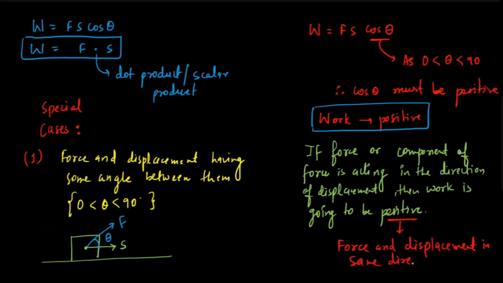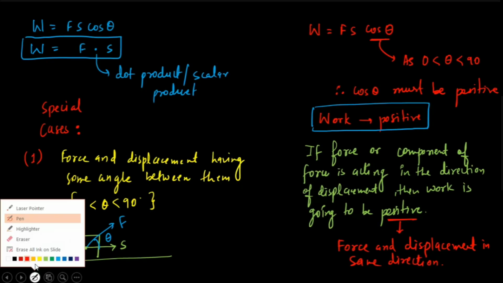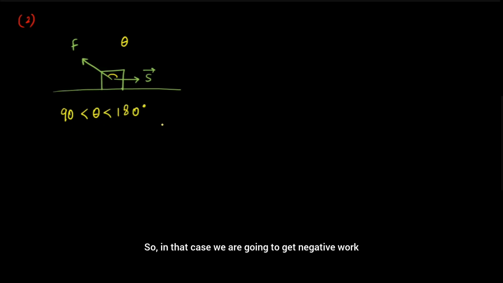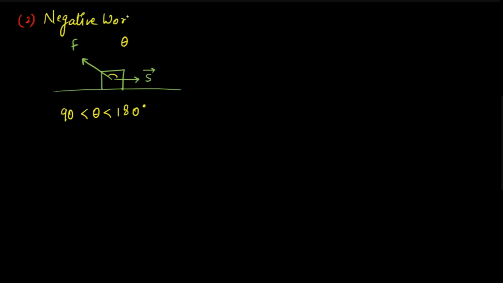Now just think and tell me, if force and displacement are acting in opposite directions, or force is acting at some angle more than 90 degrees, what is going to happen? Let's say this is how force is acting, and this is how displacement is taking place. In this case, theta must lie between 90 degrees and 180 degrees. So in that case, we are going to get negative work.